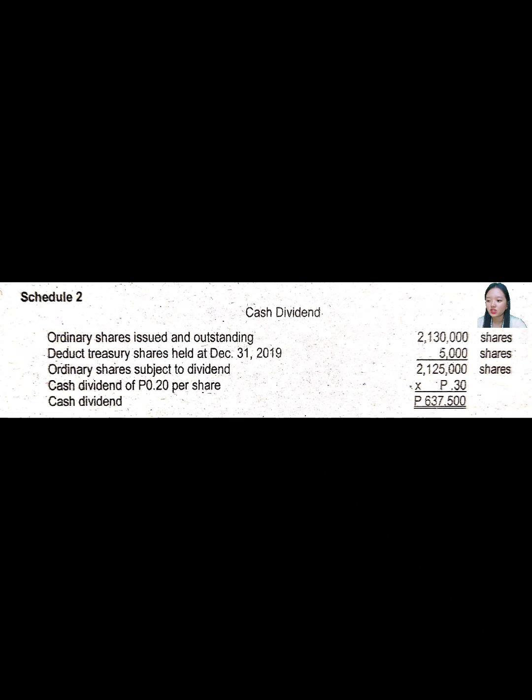So our ordinary shares subject to dividend, which is 2,125,000 shares, times our cash dividend of 0.30 pesos per share. That totals our cash dividend 637,500 pesos. So that ends my report.